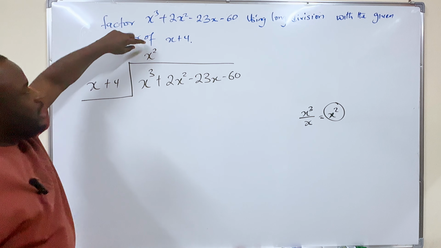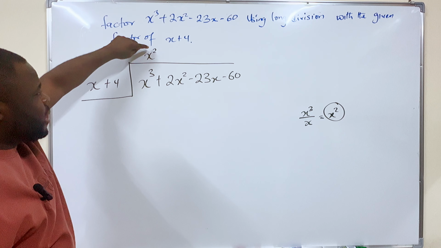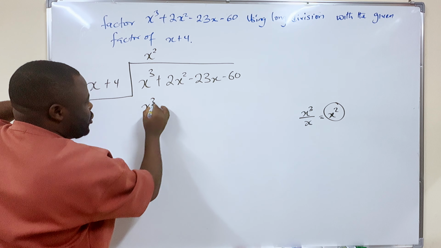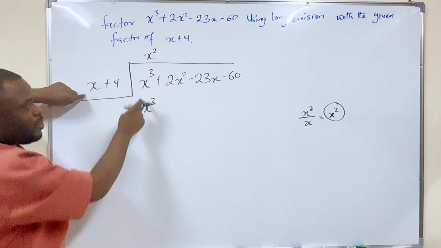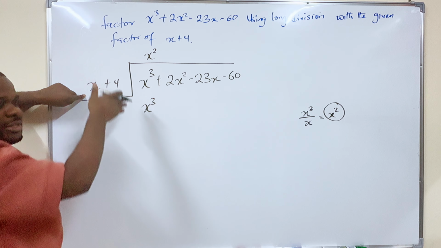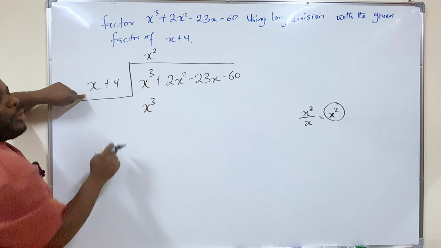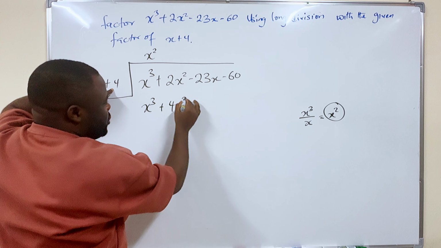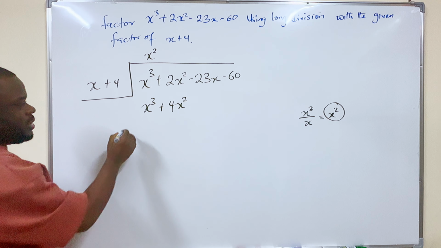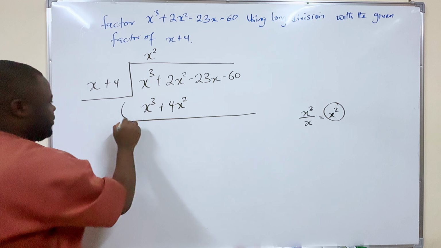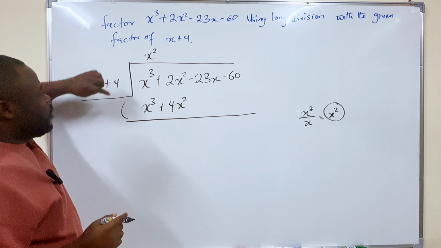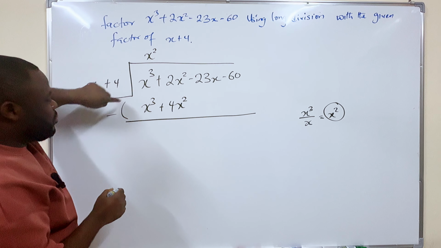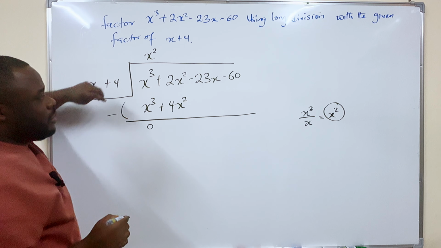Then you use your quotient, x squared, to multiply the first term, which gives x cubed. You write your answer beneath the first term. You also use your x squared to multiply 4, so you now have plus 4x squared. And that is how to start. Then you always subtract. So x cubed minus x cubed is going to give you 0.